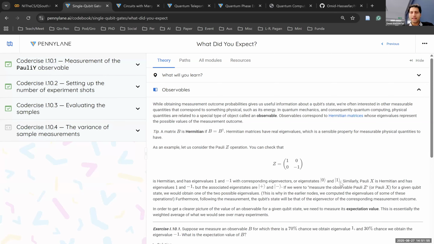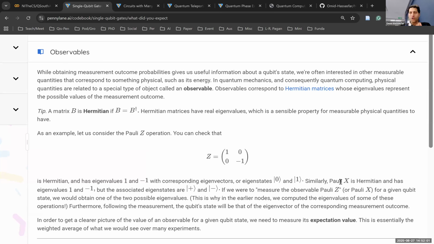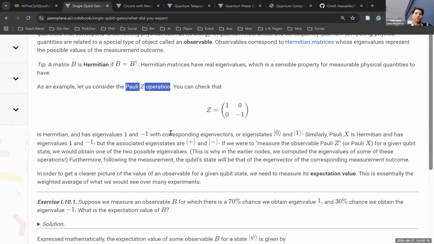If you have an observable in physics and you measure it in the lab or in your code, what you get we call an eigenvalue. For example, we have here the Pauli Z operator. When you measure it in the experiment, either you get 1 or you get -1. That's fine. But what is the meaning of expectation value here? Expectation value, most of the time, is not either 1 or -1, because these are eigenvalues. These are the results that you get in the lab or in your code.